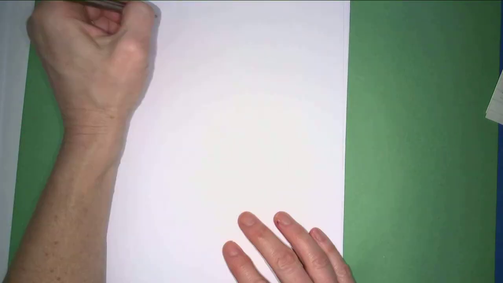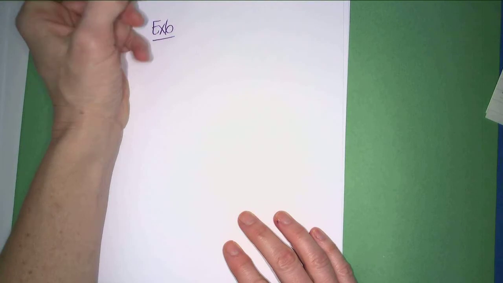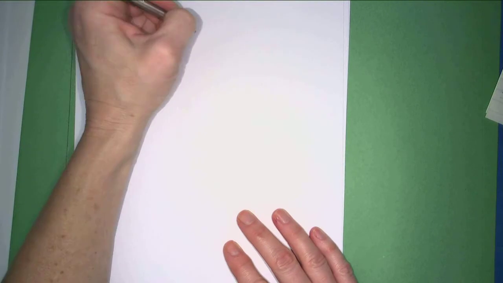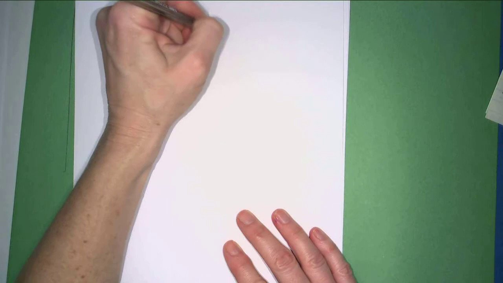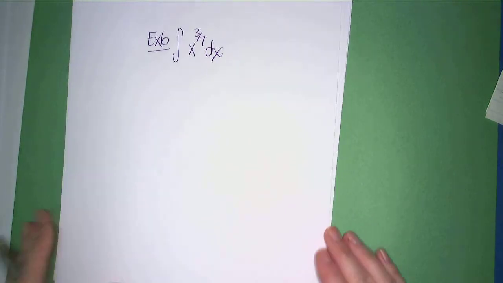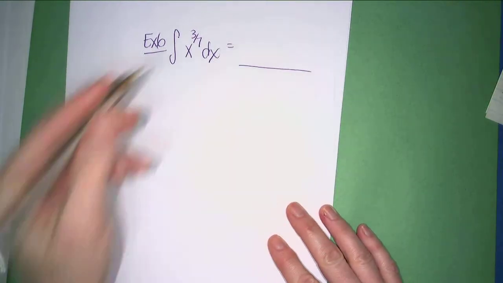Example 6. Let's do the antiderivative of x to the 3/7 power with respect to x. See, the messier they get, the more I like having the rule.